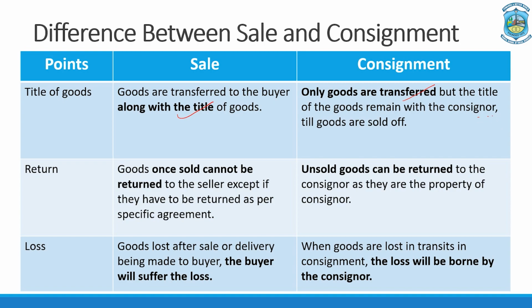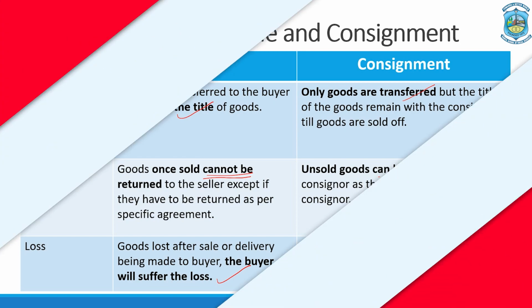Second, in terms of return policy, goods once sold under sales cannot be returned to the seller except as per a specific agreement. Under consignment, unsold goods can be returned to the consignor as they are the property of the consignor. If goods are lost after sale or delivery, the buyer will suffer the loss in case of sales, and under consignment, when goods are lost in transit, the loss will be borne by the consignor. So these are the very important points that make sales and consignment different.